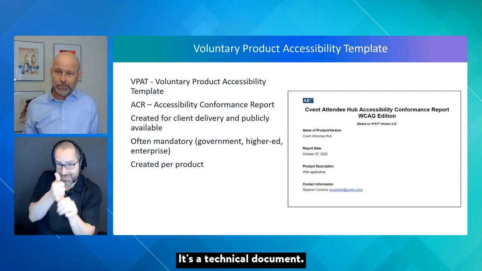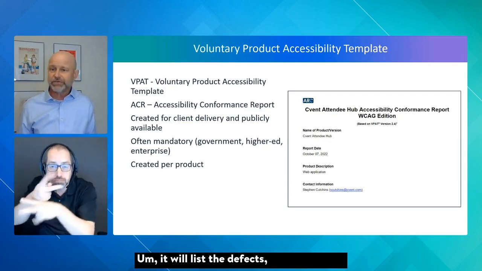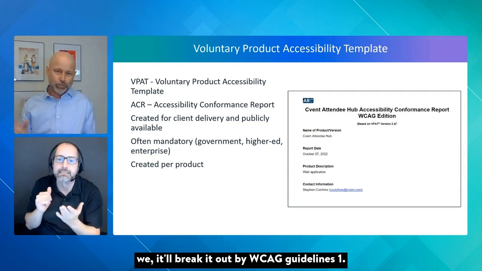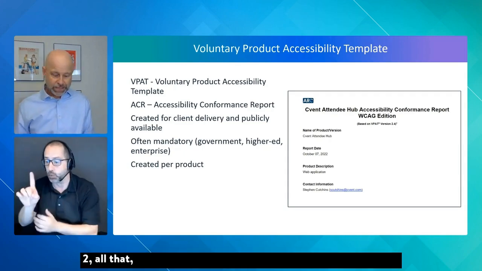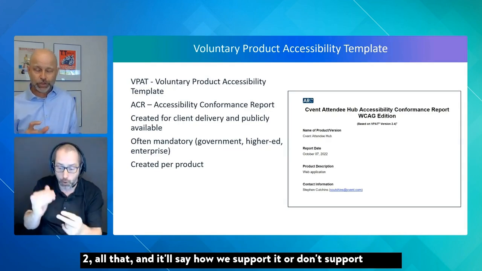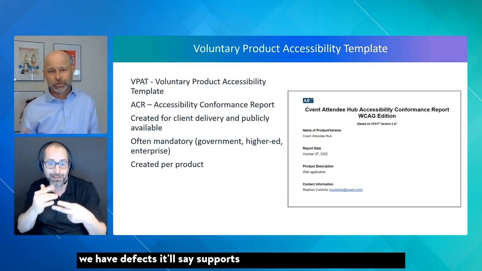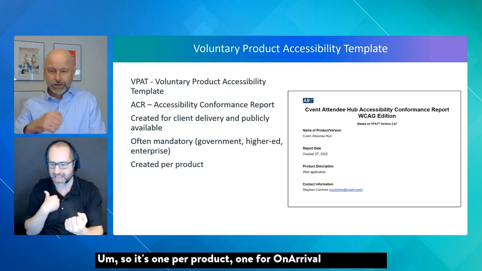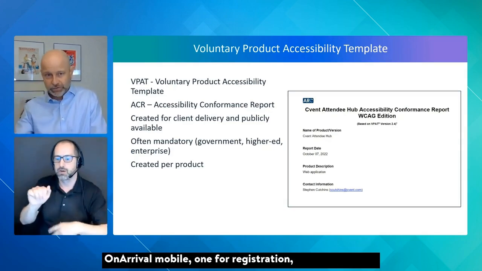It's a technical document. It will list the defects. It'll break it out by WCAG guidelines 1.1.1, 1.1.2, all that, and it'll say how we support it or don't support it, or if we have defects, it'll say supports with exceptions, and it'll list how. So it's one per product, one for Attendee Hub Web, one for Attendee Hub Mobile, one for registration. You get the idea.